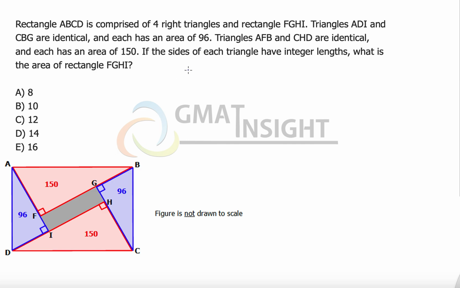These two blue triangles have area 96, while the other red triangles have area 150, if the sides of each triangle have integer lengths. So this is really important information here, because with integer lengths, if we have to find the area of a triangle as 96, then half of a multiplied by b is 96, and 96 is 12 into 8, so a into b becomes 12 multiplied by 16.